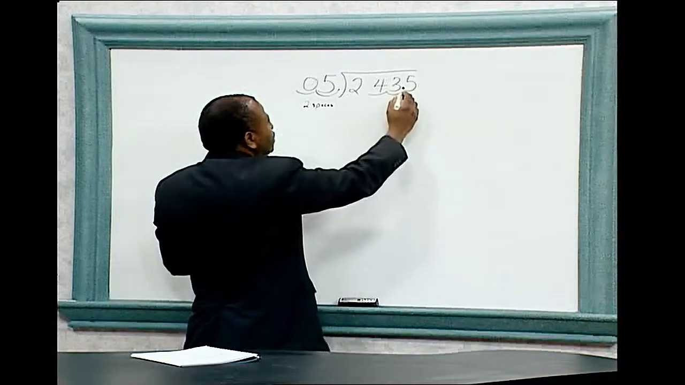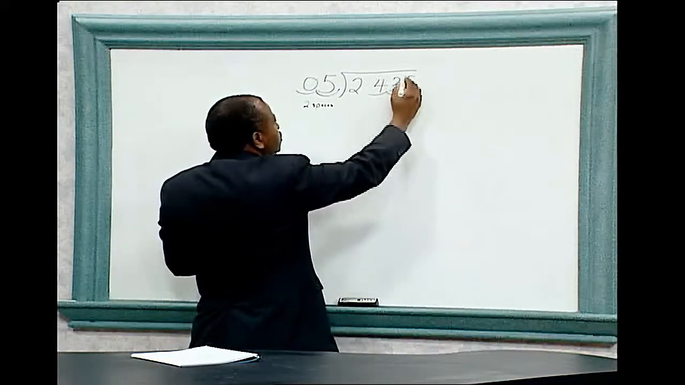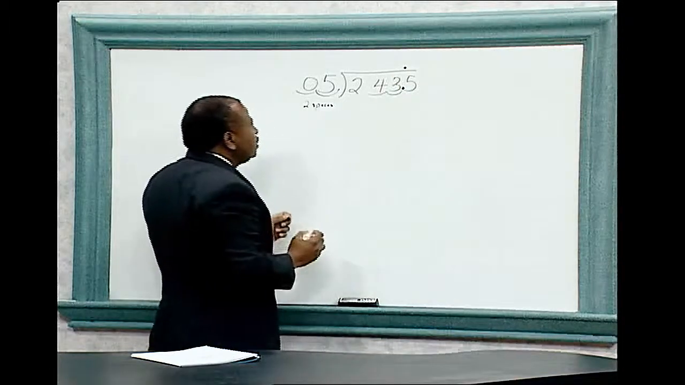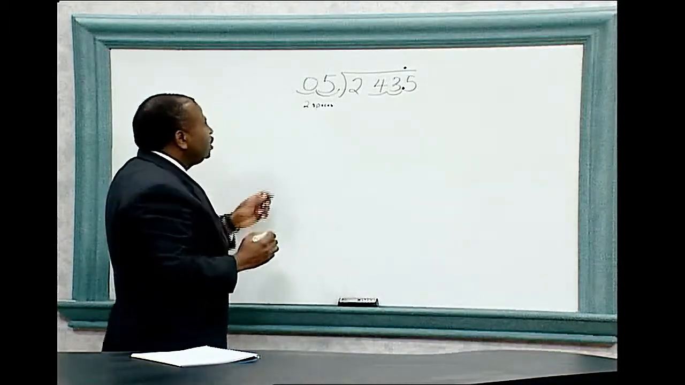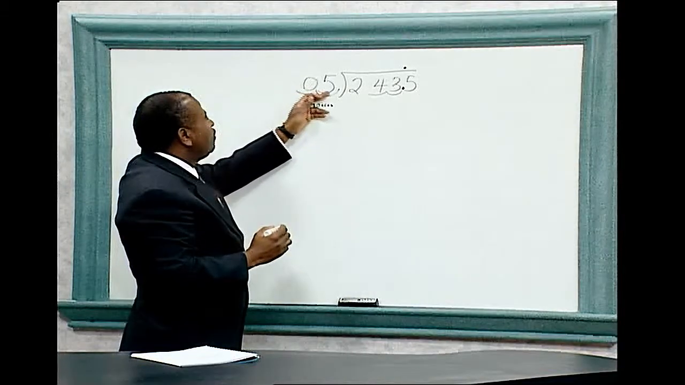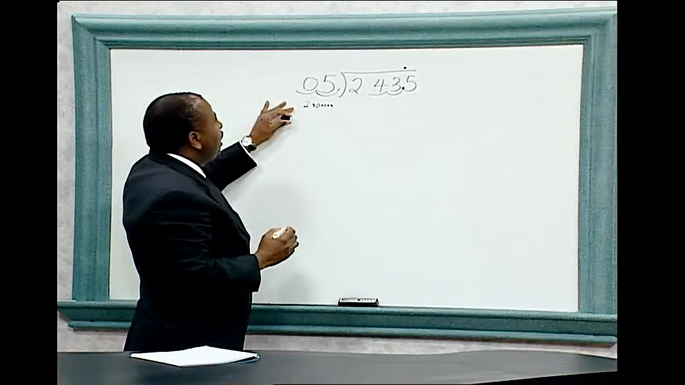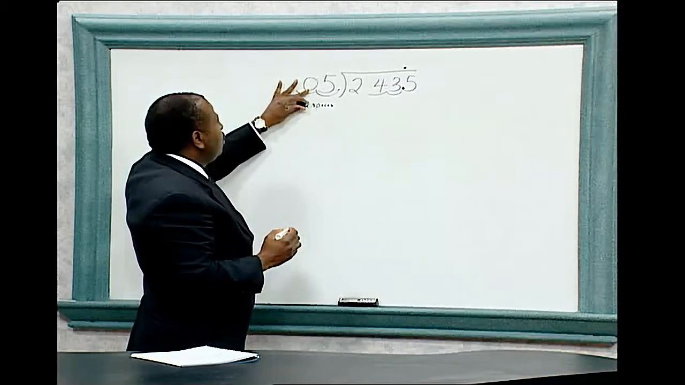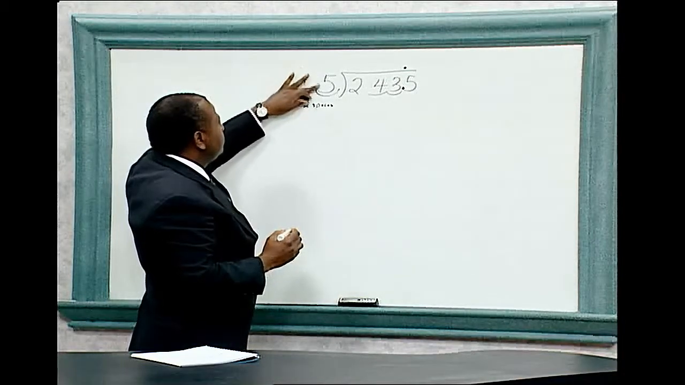Now we must place the decimal point in the answer, which is called the quotient, directly above this decimal point. Let me emphasize that 0.5 is the same as 5. We can erase the 0 because the 0 has no value.